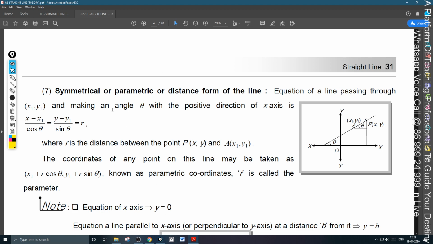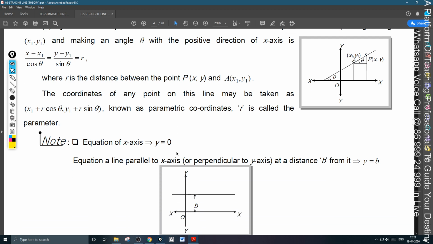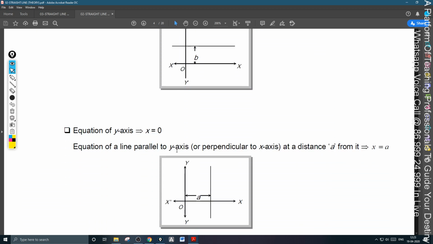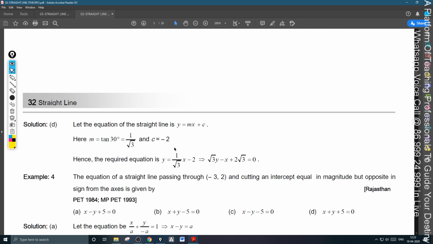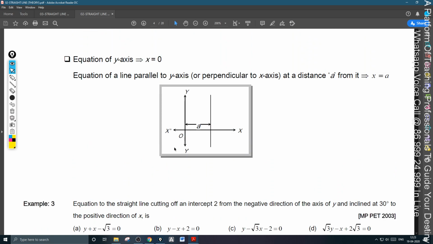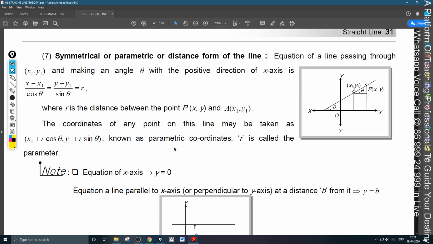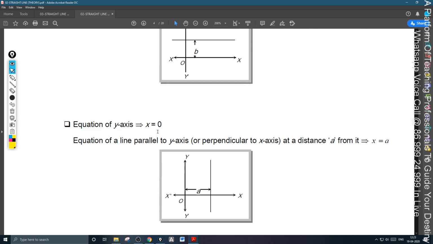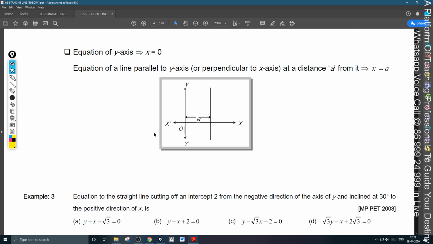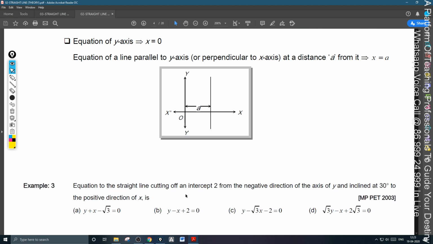Okay. Now, let us see if any problems are there related to this. Otherwise, we'll move on to the assignment sheet. See here. Equation of the straight line cutting off an intercept 2 from the negative direction of the axis of y and inclined at 30 degrees to the positive direction of x.